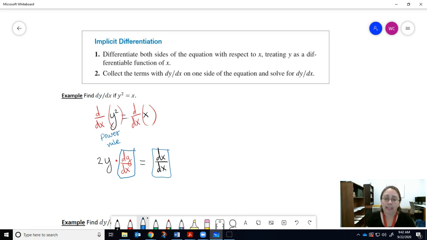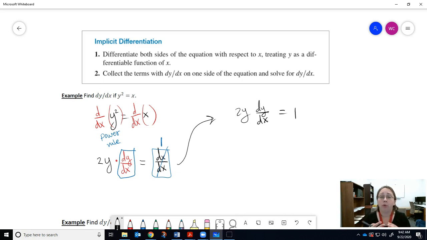So on the right-hand side, these two cancel out and just leave us with the 1 that we're used to. On the left, we can't cancel because they're different variables. dy/dx does not reduce. So that's why we're stuck with 2y dy/dx equals 1.